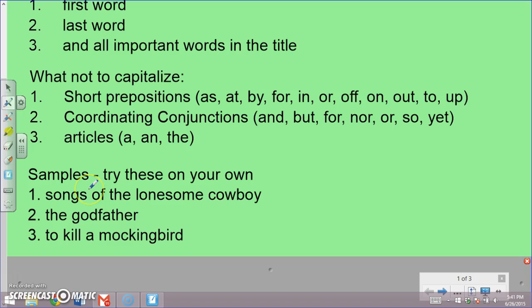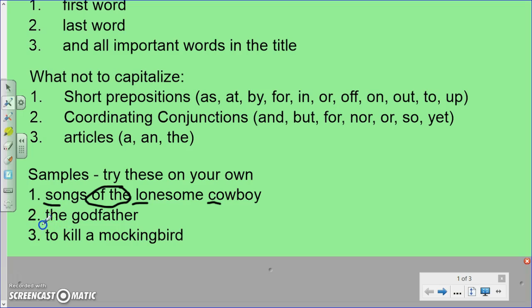Okay, now that we're back, we're going to look at what should be capitalized here. Keeping in mind the rules we had up here with the first word, the last word, and all important words, and then the exceptions here of what not to capitalize. You should have capitalized the letters that I am underlining here. In Songs of the Lonesome Cowboy, the S in songs, the L in lonesome, and the C in cowboy should all be capitalized. The of and the fall into short preposition and article, so they are not capitalized.